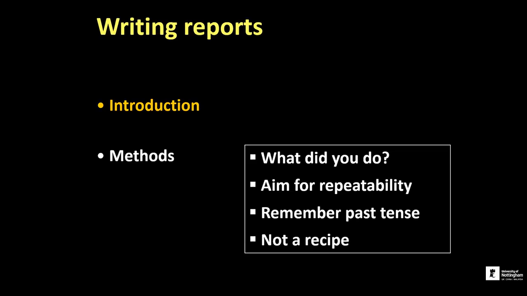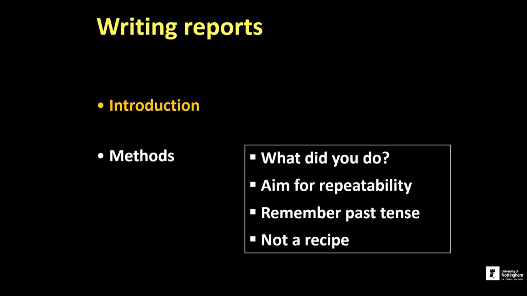So you're aiming for somebody, a qualified scientist, to be able to come in, look at your method and then repeat it. Remember, as I've mentioned already, that you're writing in the past tense because this is a method that you have done in order to generate the data you're about to discuss. It's not a set of instructions or a recipe for a future method. So you don't say, step 1, take a Petri dish and pour some agar into it.